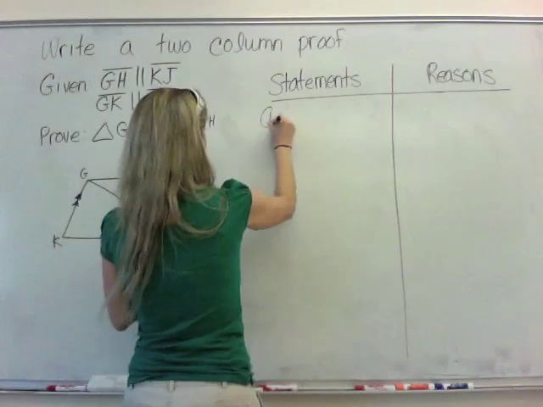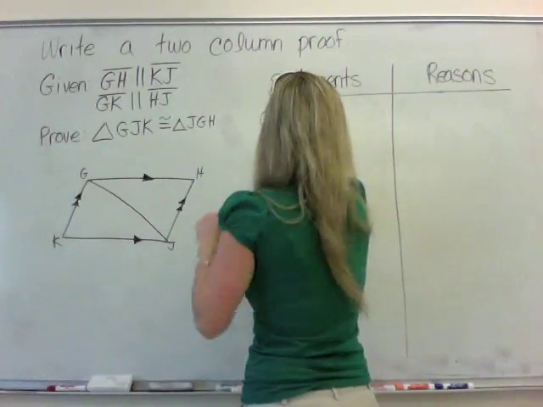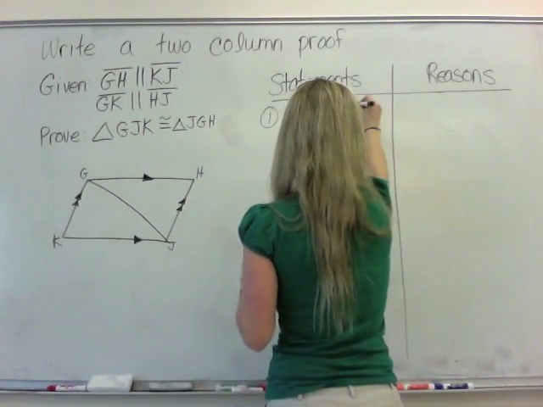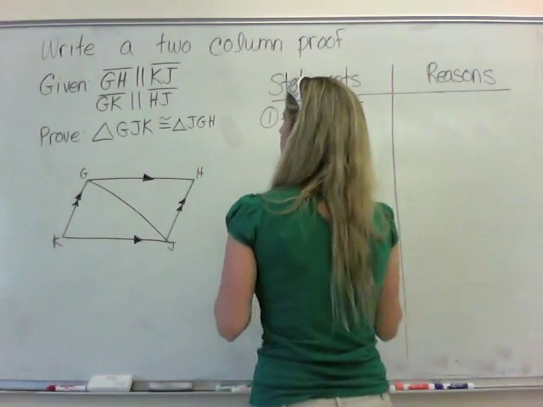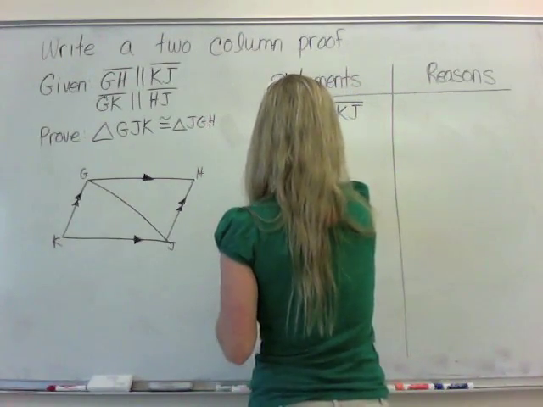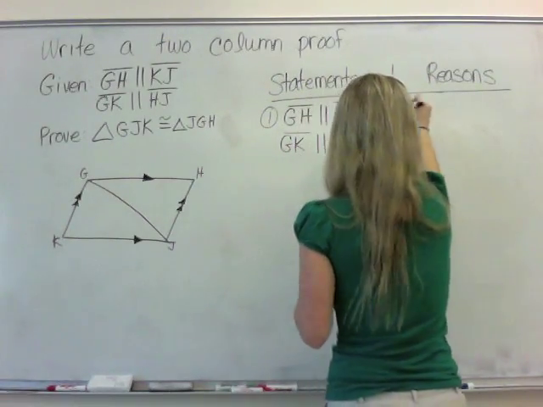So the first thing we're going to do is write our givens. I told you that's always the first thing that we do. So GH is parallel to KJ, and the other one is that GK is parallel to HJ, and that is given.